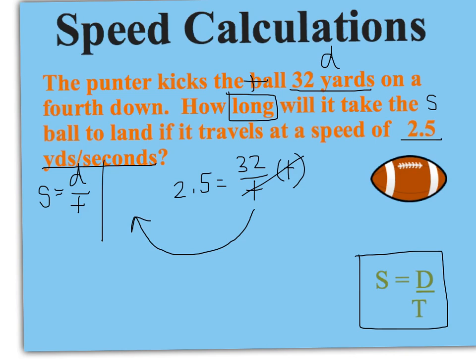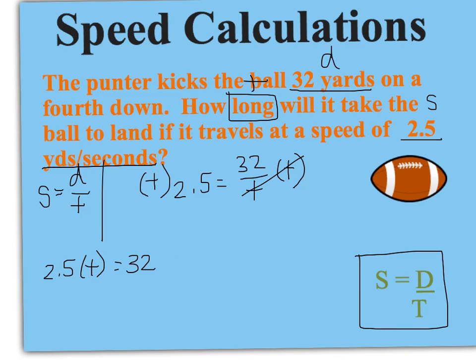The t's aren't on the right-hand side anymore. What I do to one side of the equal sign, I have to do to the other side of the equal sign. So I also multiply this side by t. So now I have moved the t over. My equation now looks like this. 2.5 times t equals 32.